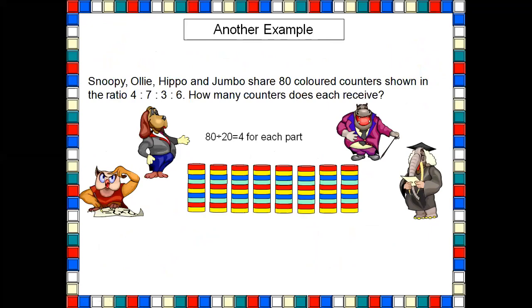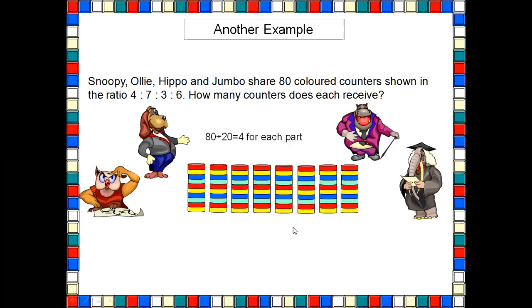Here are counters. We need to share them. Look, between Snoopy, Ollie, Hippo, and Jumbo, they want to share 80 colored counters. So this is the first thing that we should know: the number of the things that we're going to share. So 80 counters, between 4 people in this ratio. The ratio should be given, and sometimes we can write it. So the ratio is 4 to 7 to 3 to 6. How many counters does each receive?